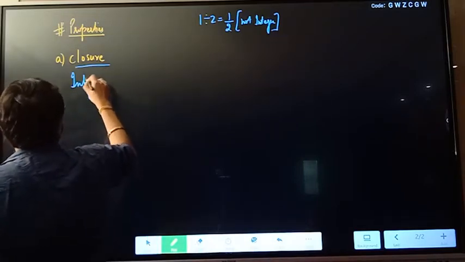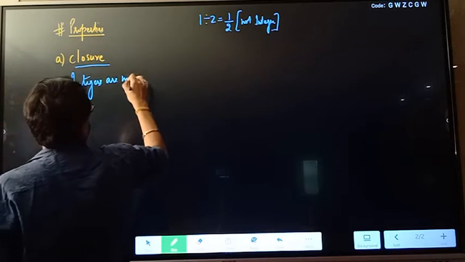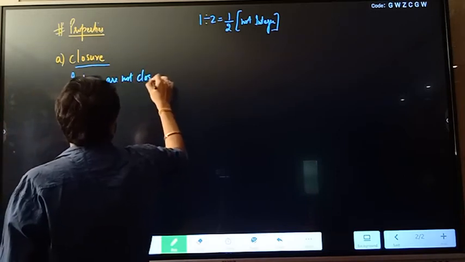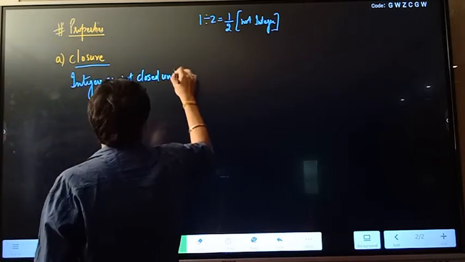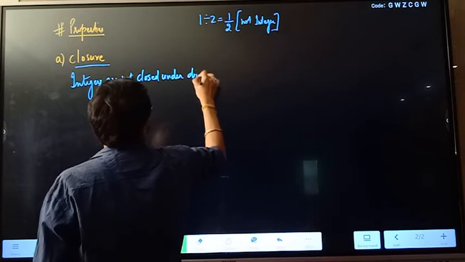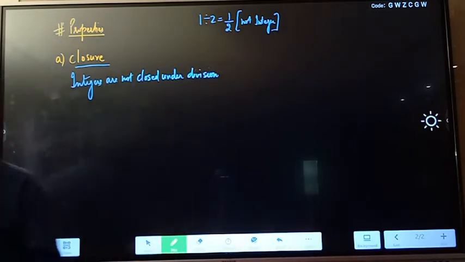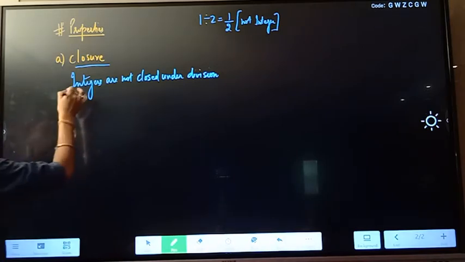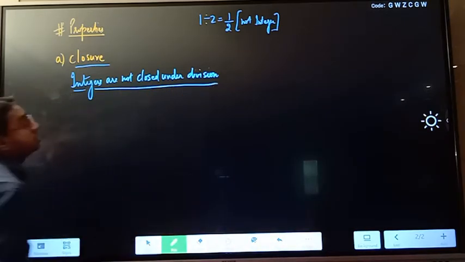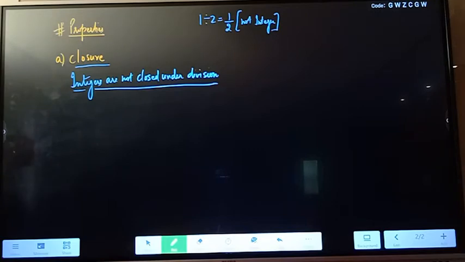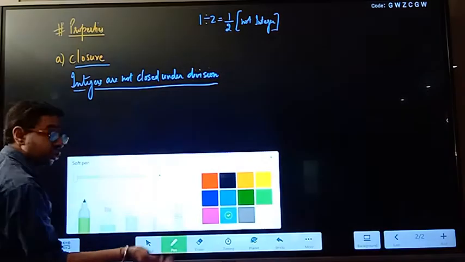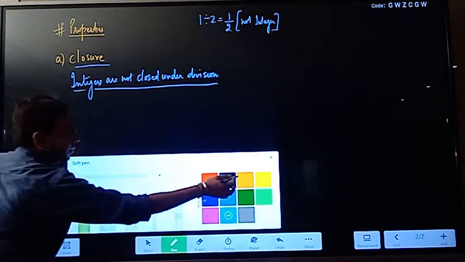Integers are not closed under division. That's very, very important. They are not closed under division. So whenever we divide two integers, we can't say that division will always give you integers. Clear?